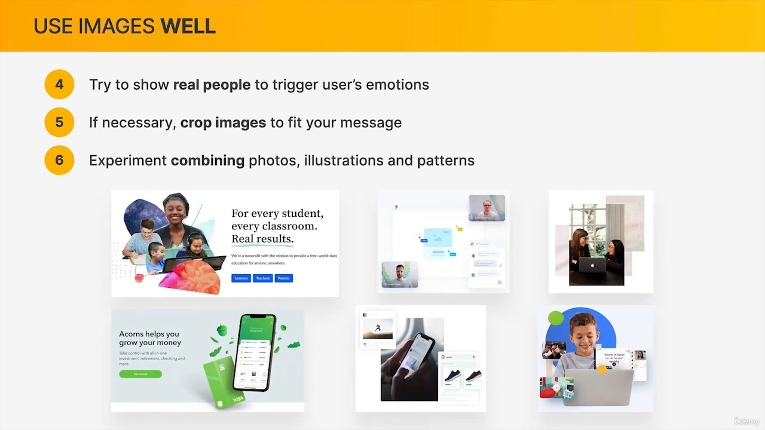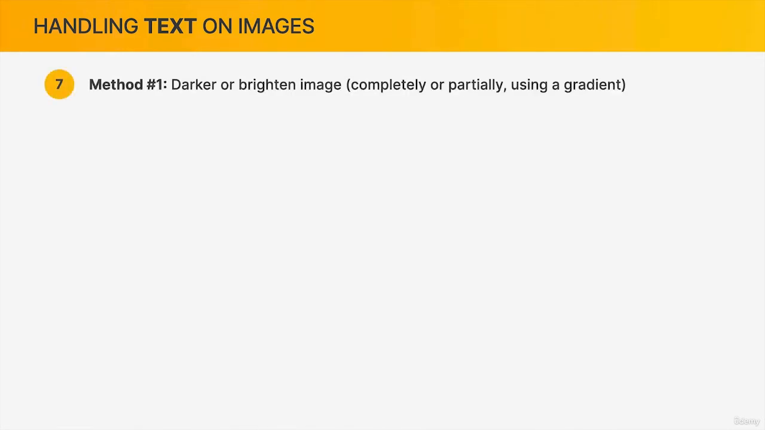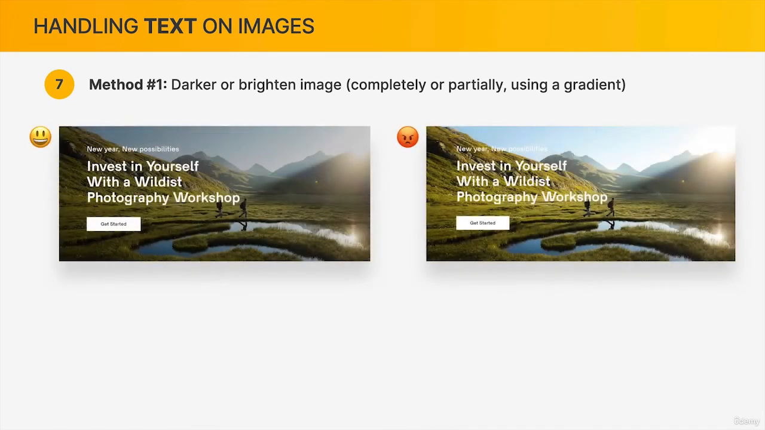But now, moving on, you need to also learn about how to handle text on images. So that's another important skill that you need when you use images. And there are different ways of doing that. And the first one is to darken or brighten the image where the text is. So in this example, what they did was to simply darken the entire image on the left side. And so now the text became quite easy to read. So darkening the entire image is one of the techniques.